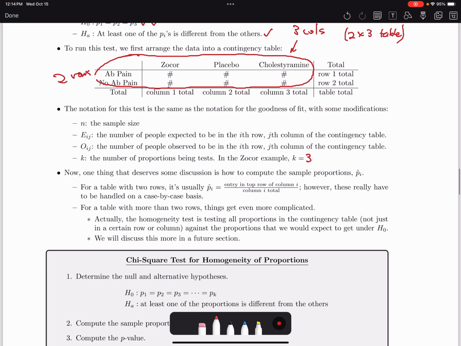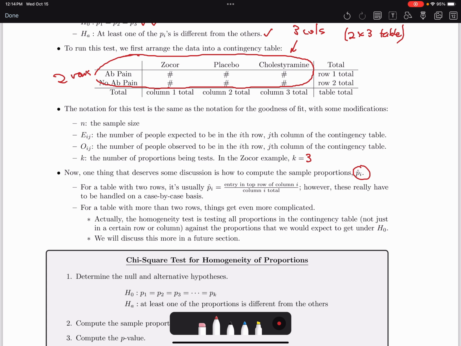One thing that deserves a little bit of discussion is how to compute the sample proportions. This can be a little bit tricky for a homogeneity test, and we'll describe why in a second. But for now, suffice it to say, there's a lot about the homogeneity test that we're not going to fully explore until we talk about independence in Unit 4. So we will come back to this test in Unit 4 when we've had a chance to discuss the concept of independence.